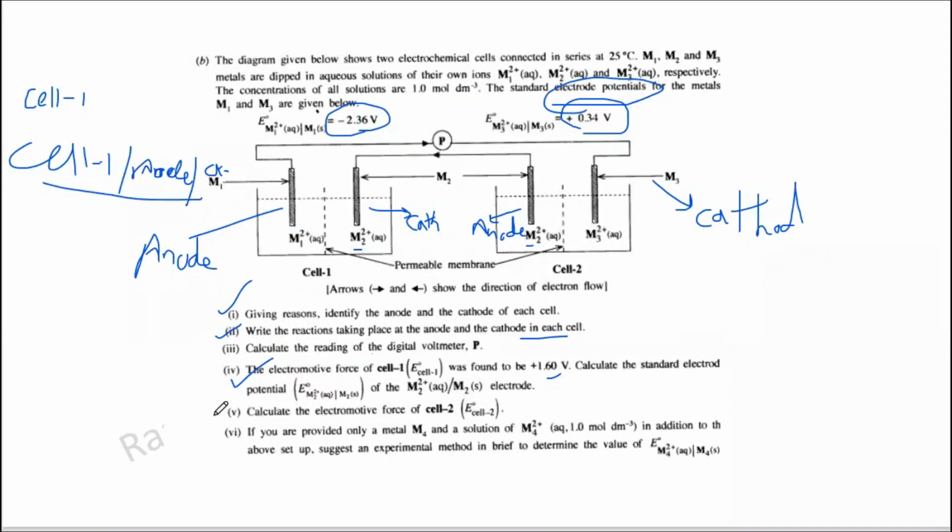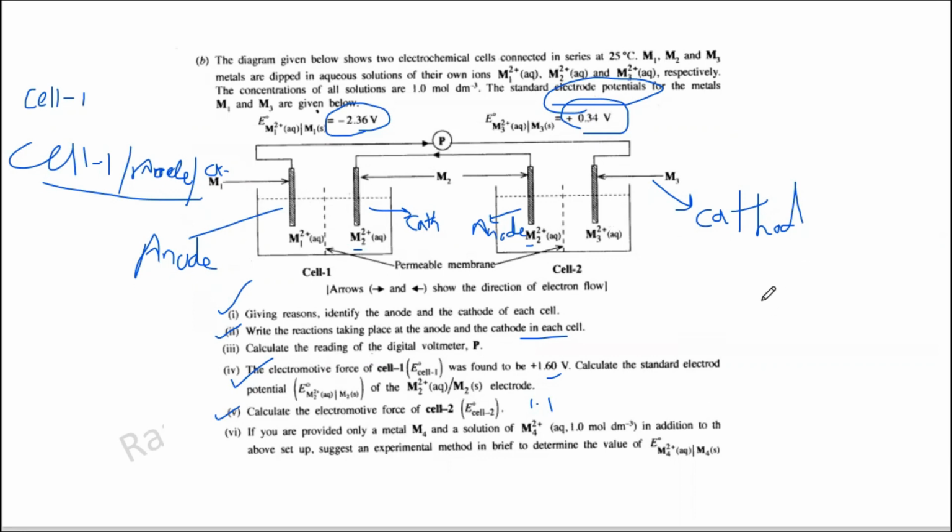Lastly, we found this: cell 2 is 1.1. Now they are talking about a different story: if you are provided only a metal M4 and a solution of M4 2+, in addition to the above setup, suggest an experimental method in brief to determine the value of M4 2+ / M4. This is going to be very straightforward because this is the setup that they have already given, and we also know the potential of M3 2+ and even M1 2+.